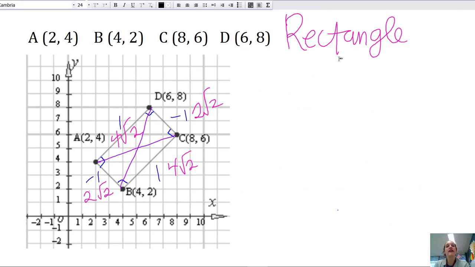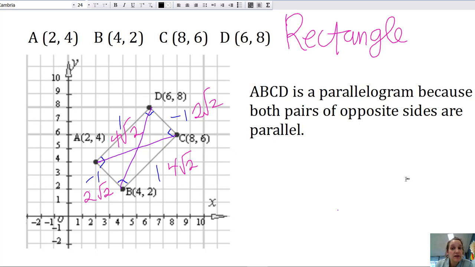So then, if we're going to write a sentence to explain how we knew this was a rectangle, first we need to write a sentence proving it's a parallelogram, because before you can say it's a rectangle, you have to say it's a parallelogram. ABCD is a parallelogram because both pairs of opposite sides are parallel. So that was the first thing we did, was we found all the slopes of the sides. Both pairs of opposite sides are parallel.